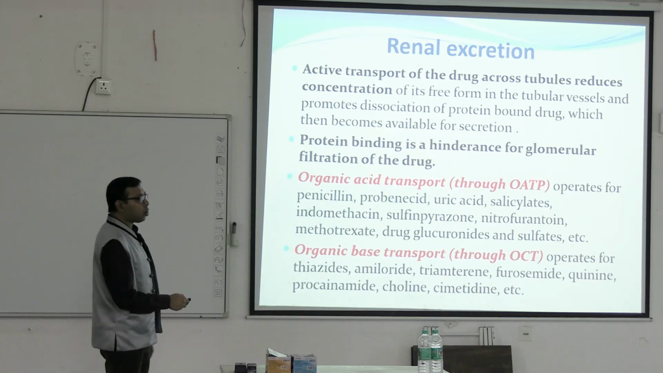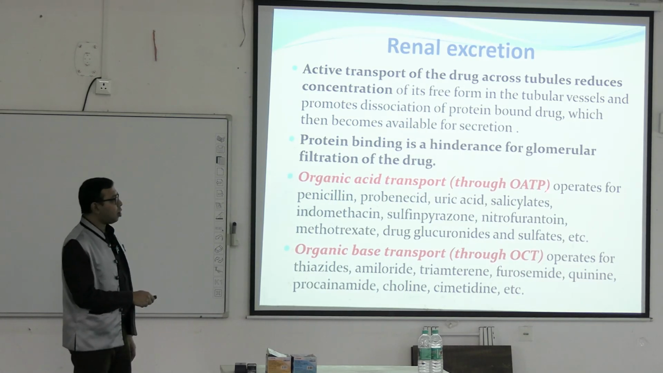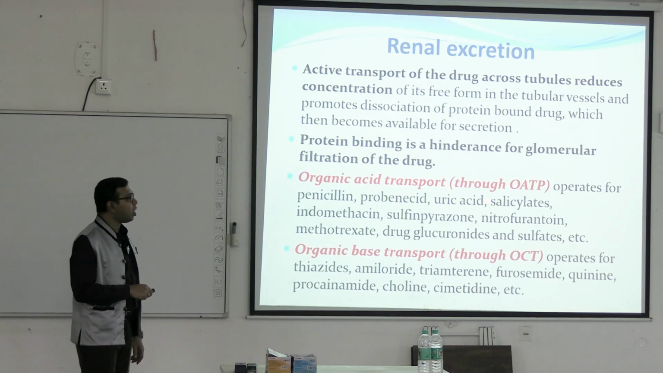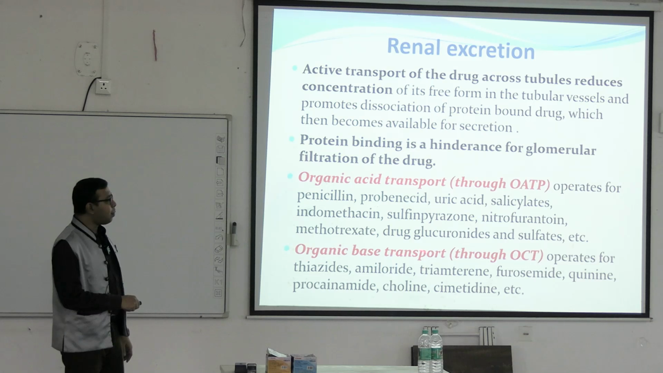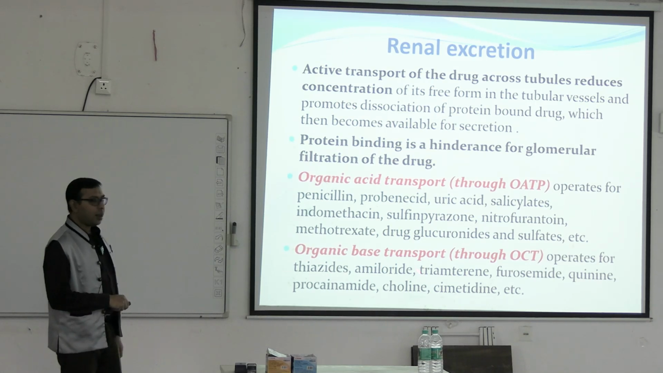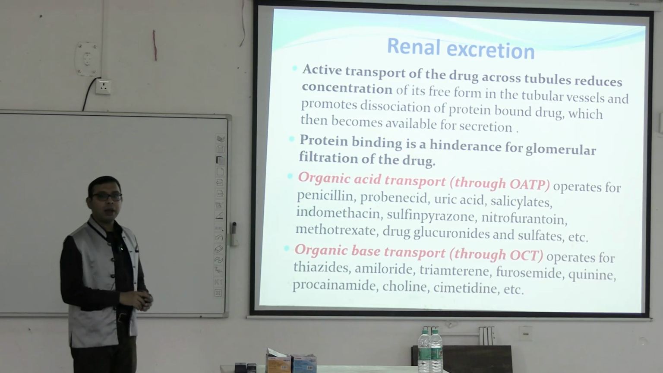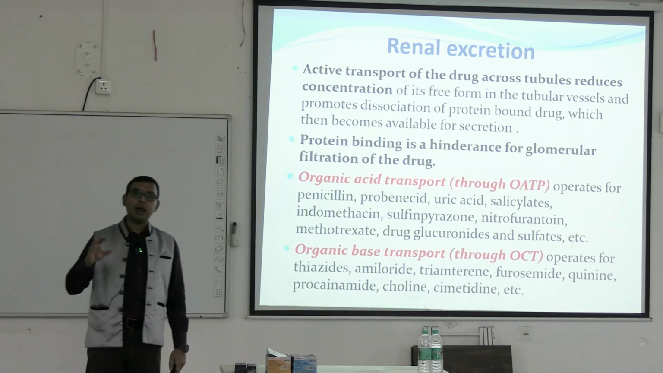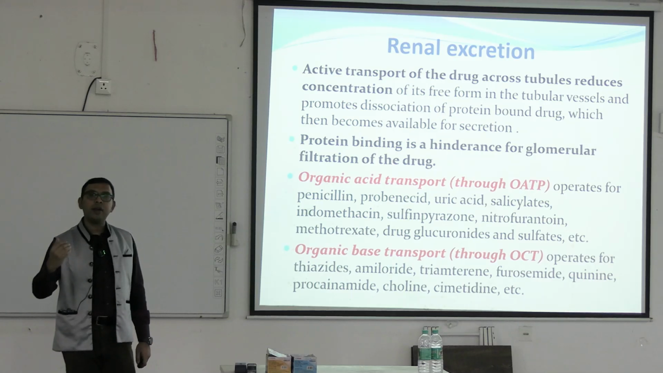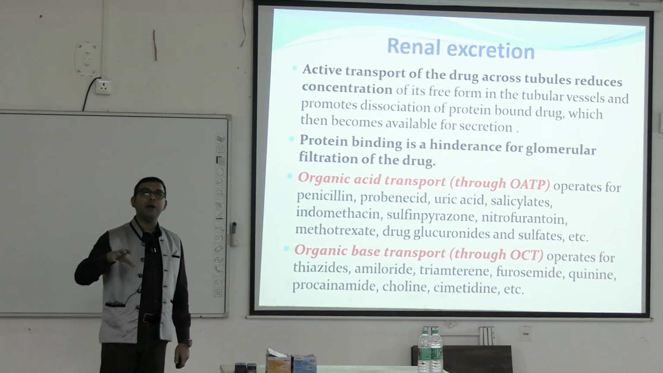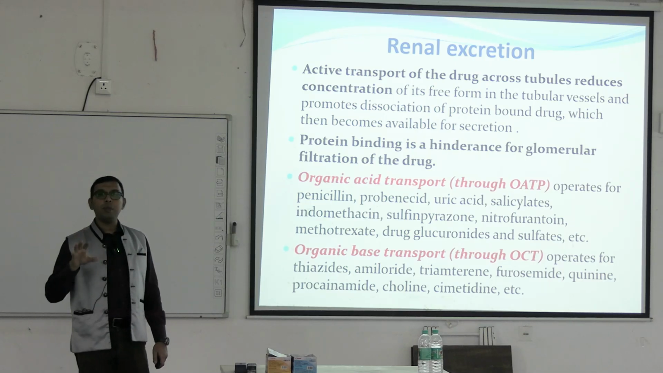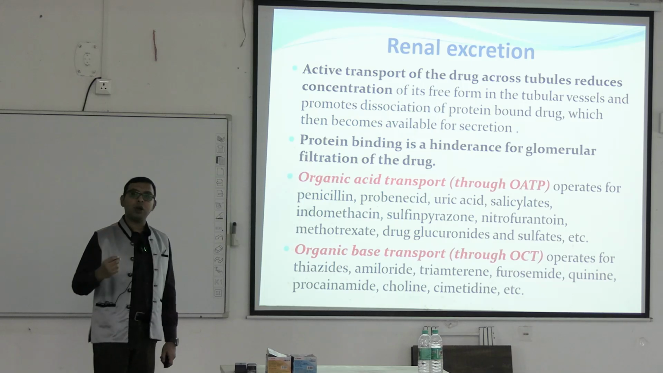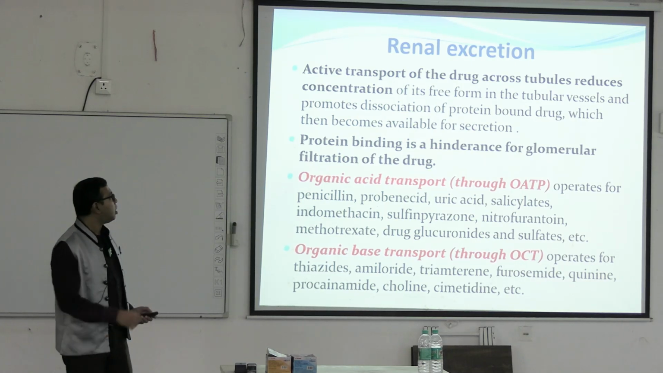The organic anion transporter operates for different types of drugs. Examples are penicillin, probenecid, uric acid, salicylates, etc. There is also an organic base transporter that operates for thiazide, amiloride, triamterene, etc. So remember, there are different transporter proteins, the organic anion transporter and organic cation transporter, that act at the proximal tubules and secrete drugs into the tubules. But it mainly depends on the protein binding of the drug. Highly protein bound drugs are usually not filtered in the glomerulus and also not secreted in the tubules, but less protein bound drugs are in free form and are mainly secreted.